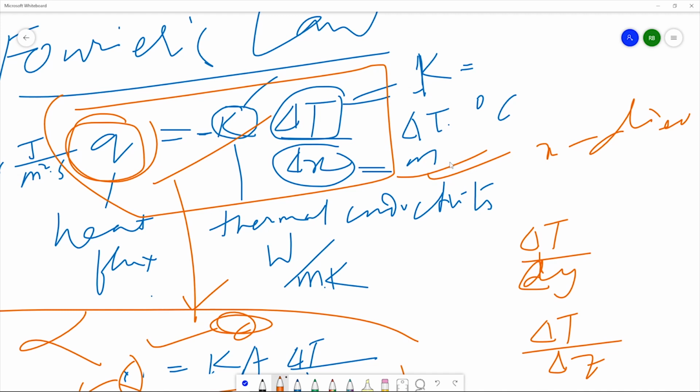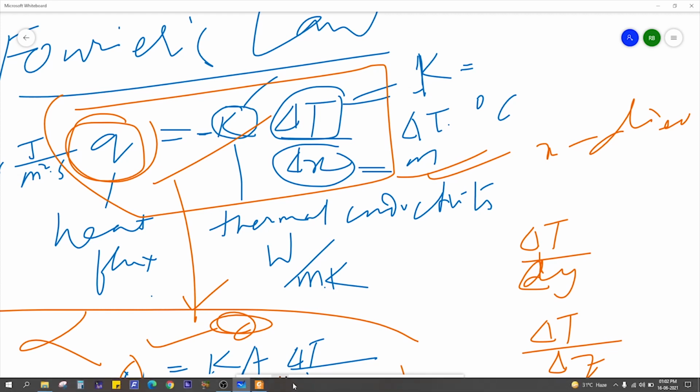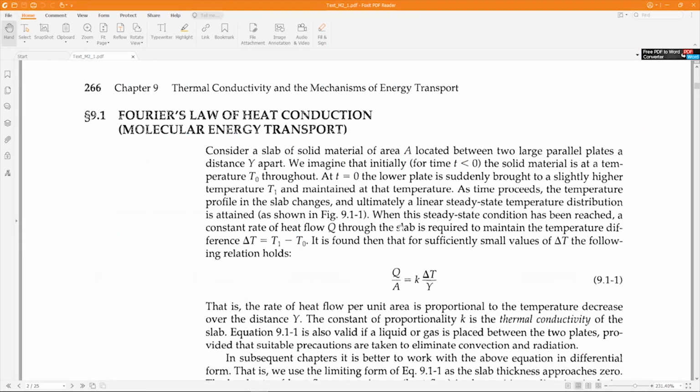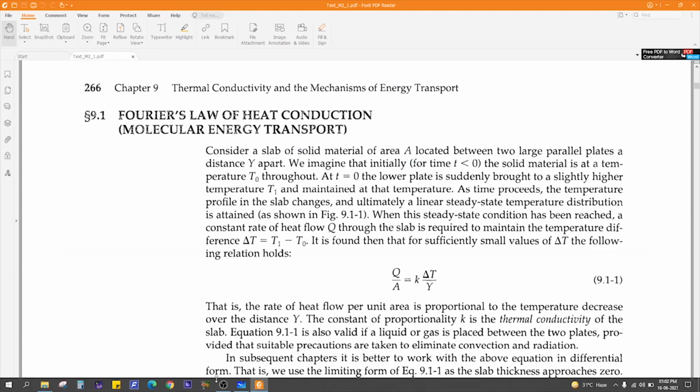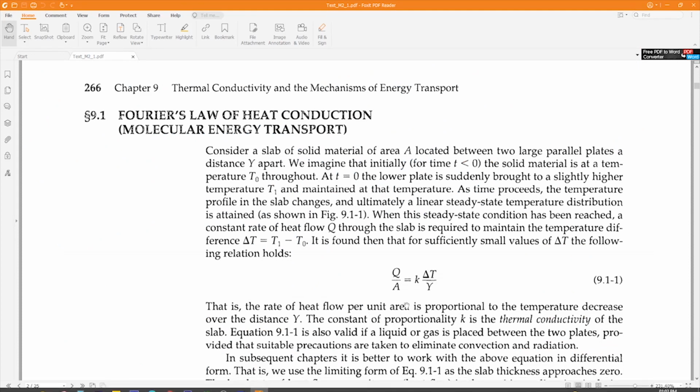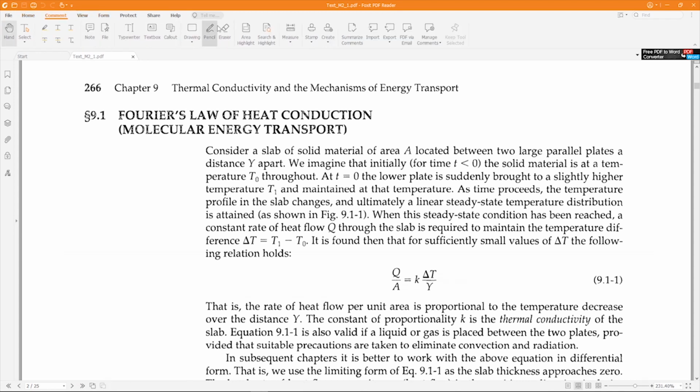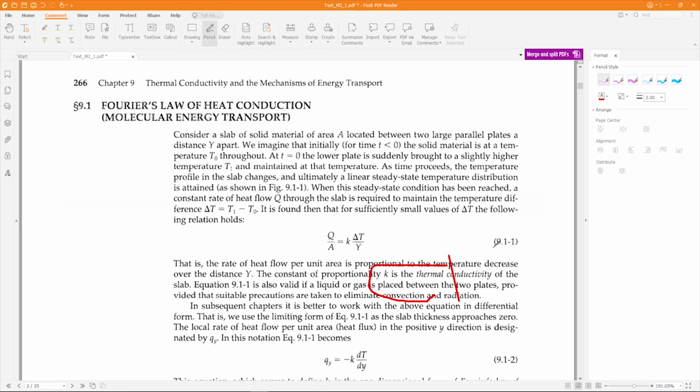This you already know. So let's go through the textbook: how Fourier's law of conduction was concluded, I mean, how it arrived at this formula.